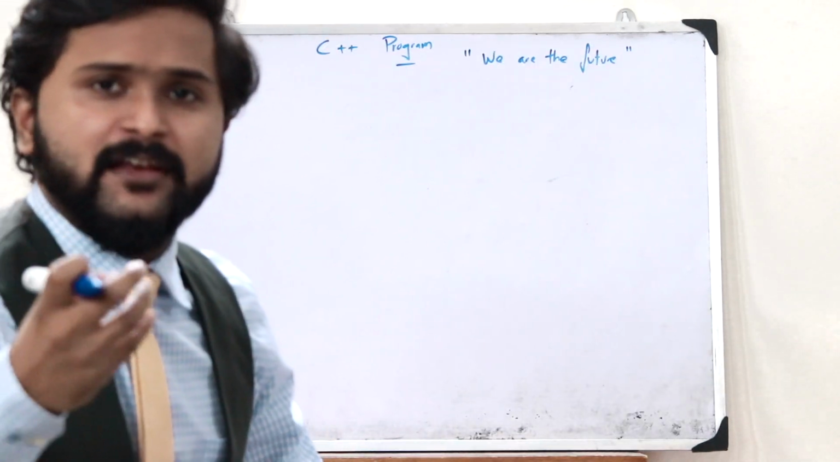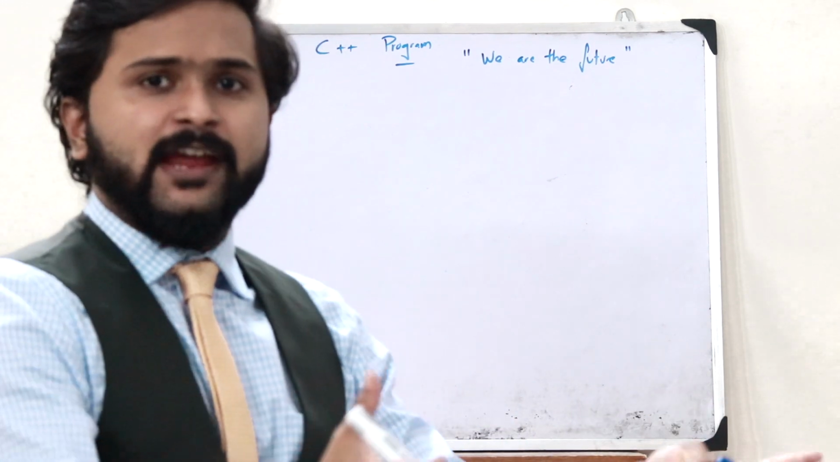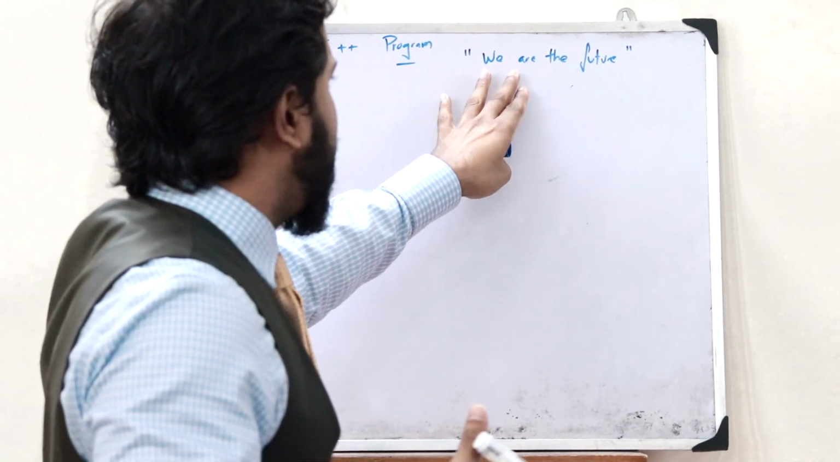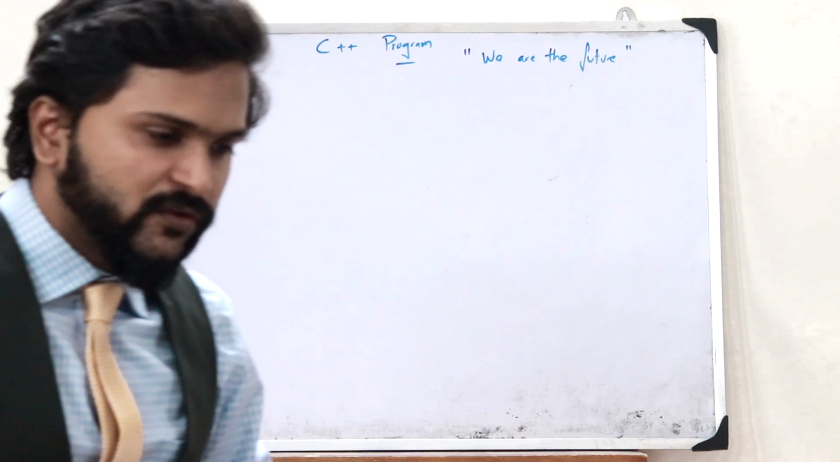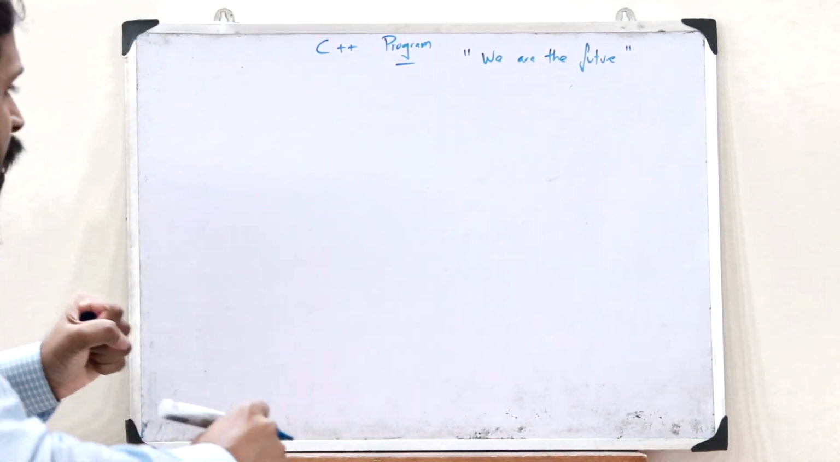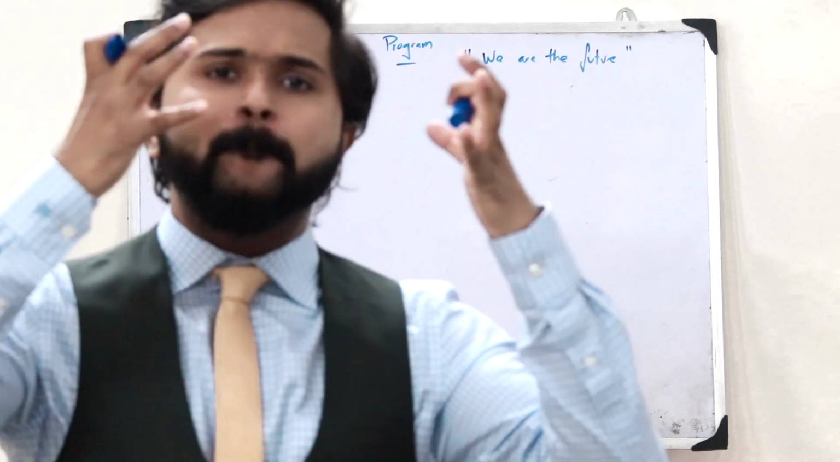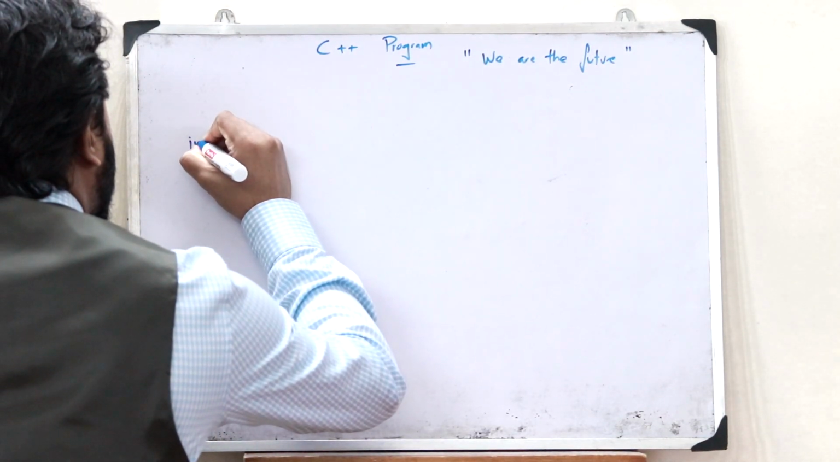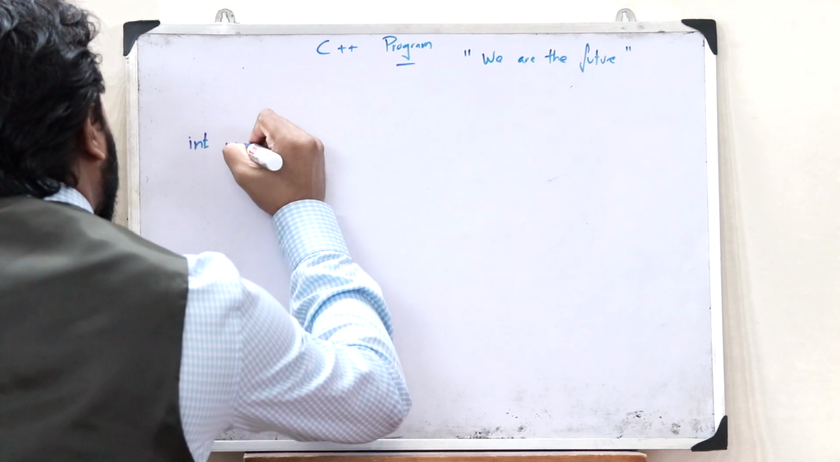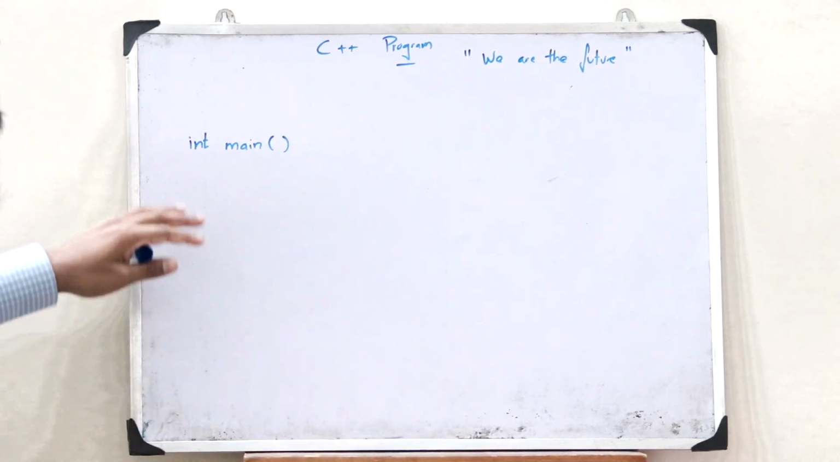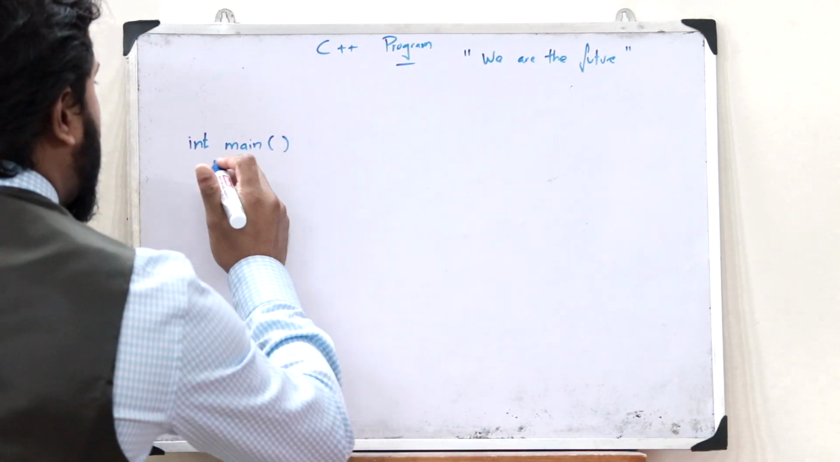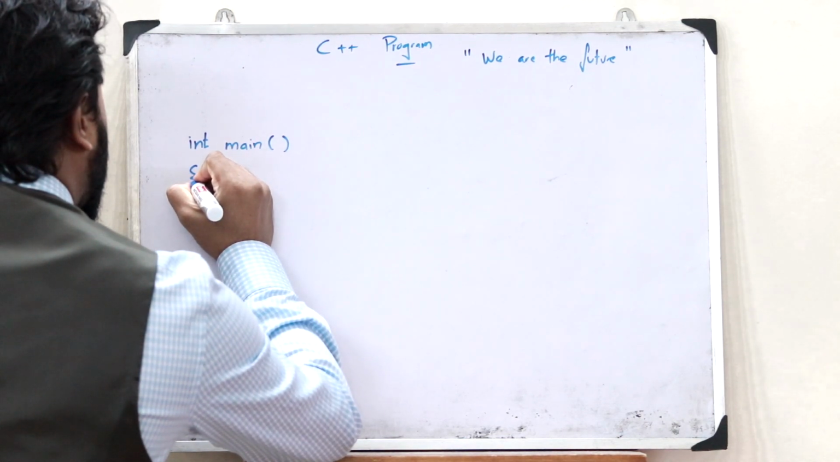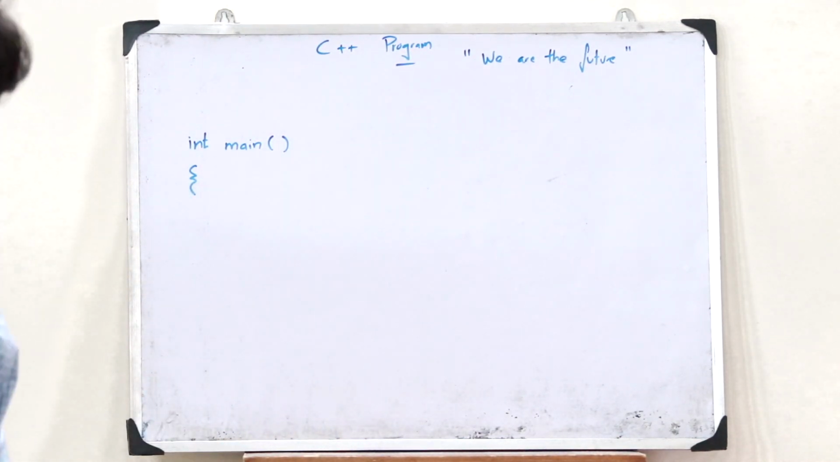So our main aim here is that when we open an application, we have to be displayed this particular text, that is, "We are the future." In the case of C++ programming, whatever instructions we're giving to the computer, that is, the main tasks that the computer must do, are written inside what you refer to as the main loop. So it is inside this particular int main that we give whatever we have to give to the computer.